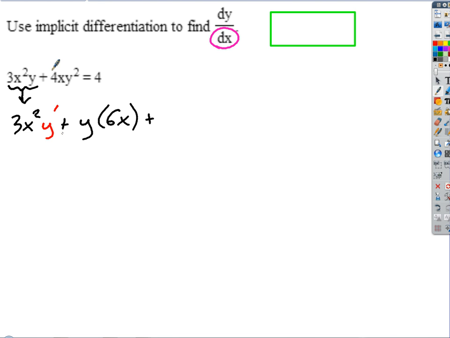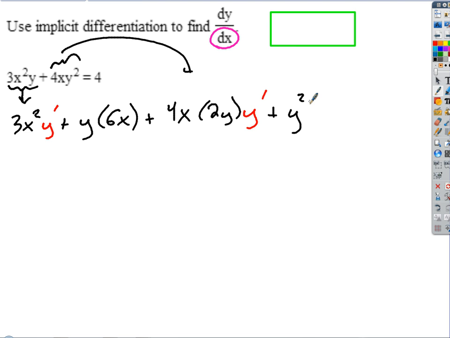Now what about the second term? 4x times y prime, 4x times 2y. Plus y squared times 4, equals 0. And so we're just trying to solve for y prime then.